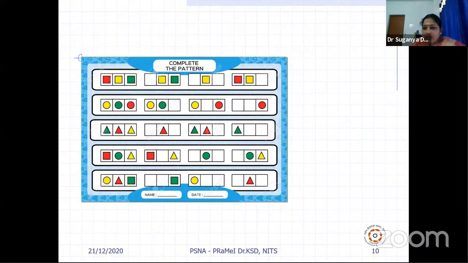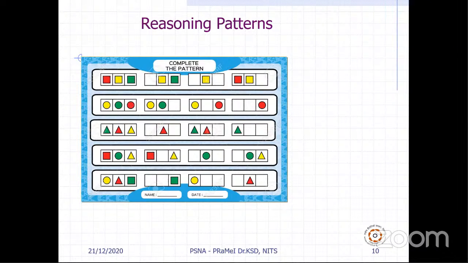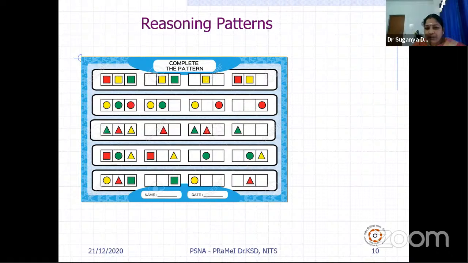I hope everyone has kids at home and helps them with these things, right? So what is this? What is this? This is reasoning patterns, right? First red, yellow, green, so obviously the next will come under the red, yellow, green boxes. Okay, this is the reasoning pattern.